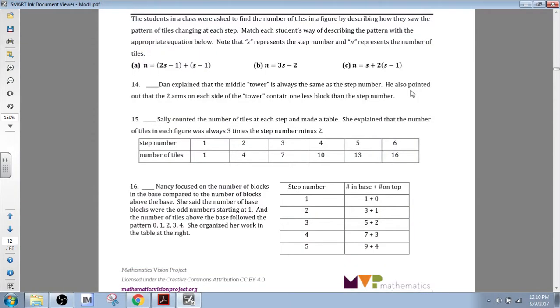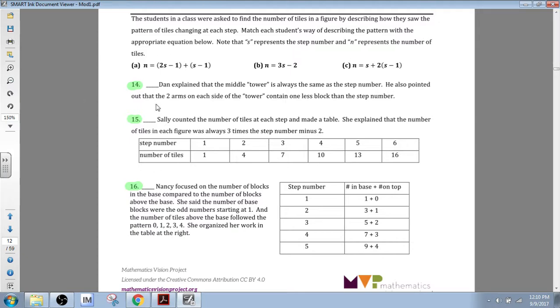Hello, everybody. I got some questions about this section in the homework, specifically 14, 15, and 16. So I just want to take a second right now to go over what's going on in these problems so that you can do well on your homework.